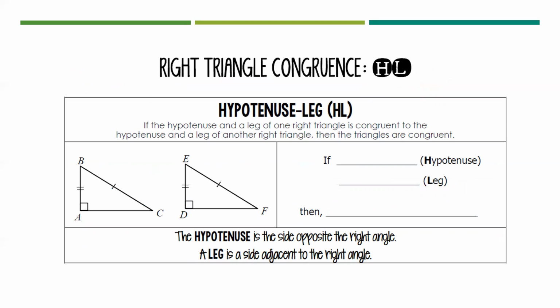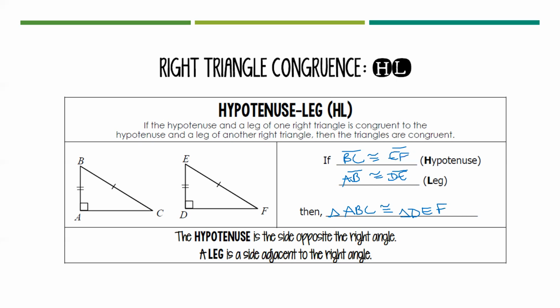Okay, so if the hypotenuses are congruent, so in this case, that would be BC and EF, and one leg is congruent, so in this case, that would be AB and DE, then you can say that triangle ABC is congruent to triangle DEF by hypotenuse leg. Just a little recap from when you learned about right triangles back in middle school. Right triangles, their hypotenuse is the longest side, and it's always across from the 90-degree angle.